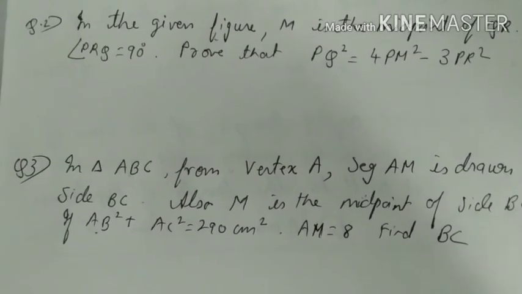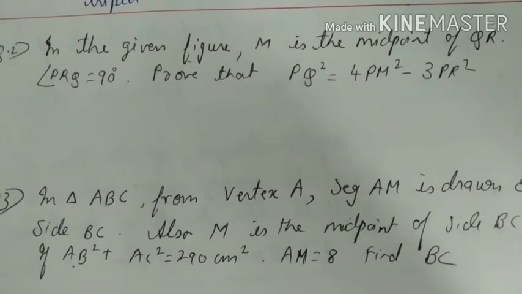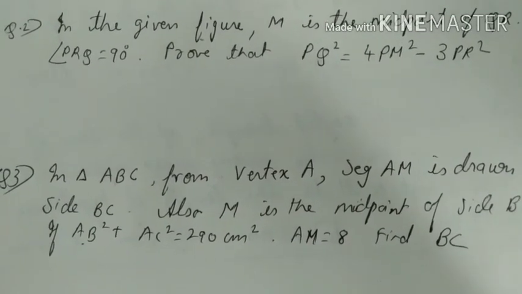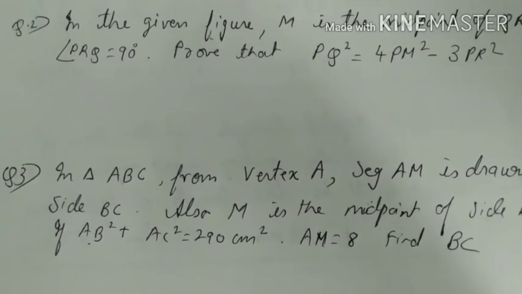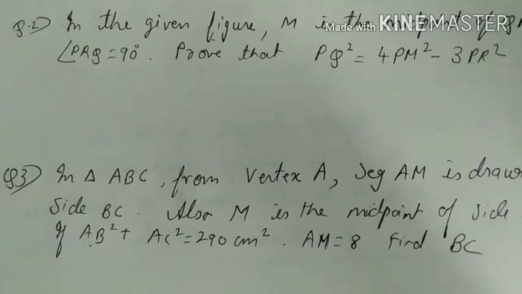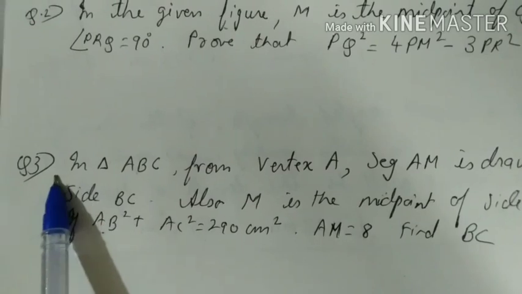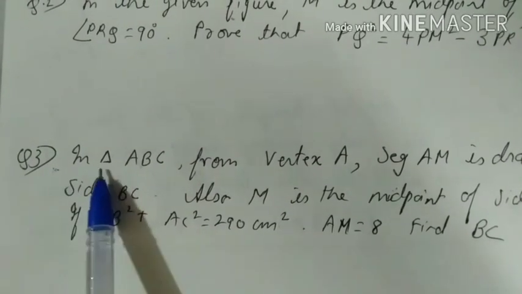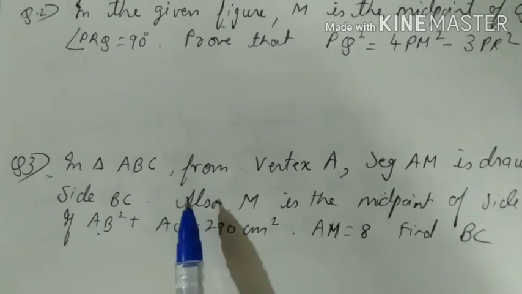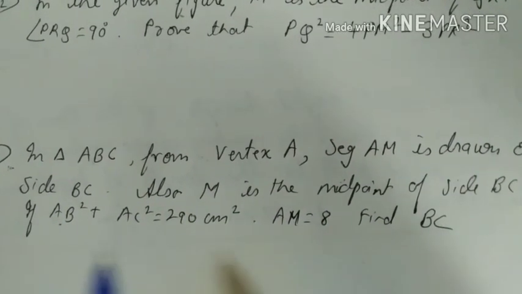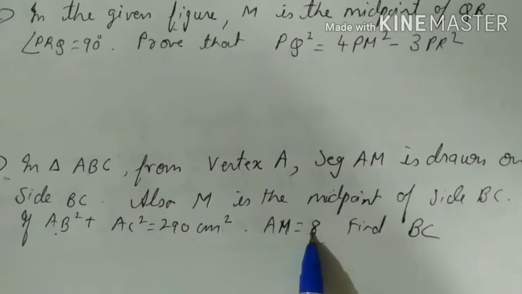Now students, there are last two questions, that is question number 2 and 3. Question number 2 is, in the given figure, M is the midpoint of QR, angle PRQ is 90 degree. Prove that PQ square equal to 4PM square minus 3PR square. And the last question, I will repeat it again, question number 3. In triangle ABC, from vertex A, segment AM is drawn on side BC. Also M is the midpoint of BC. If AB square plus AC square is 290 square centimeter, AM is 8, find BC.